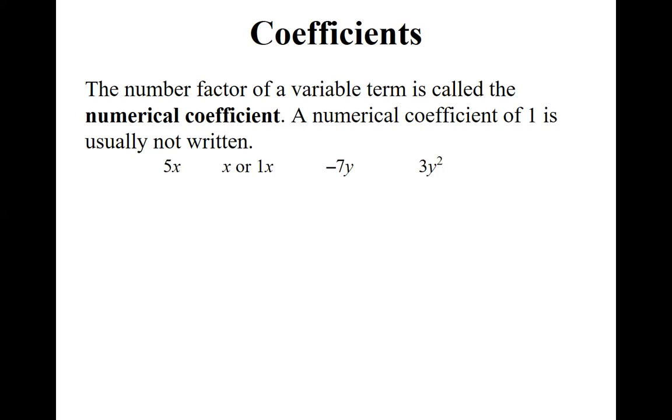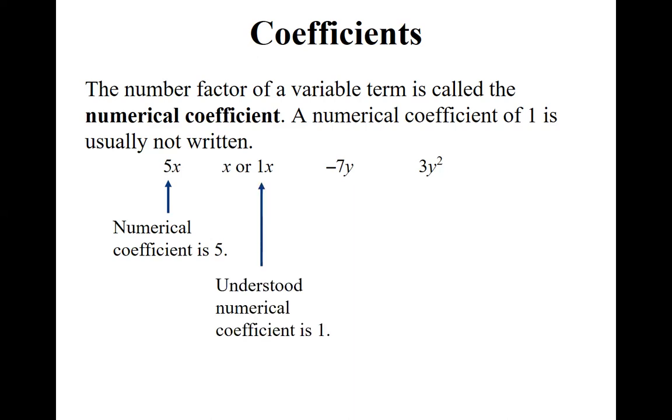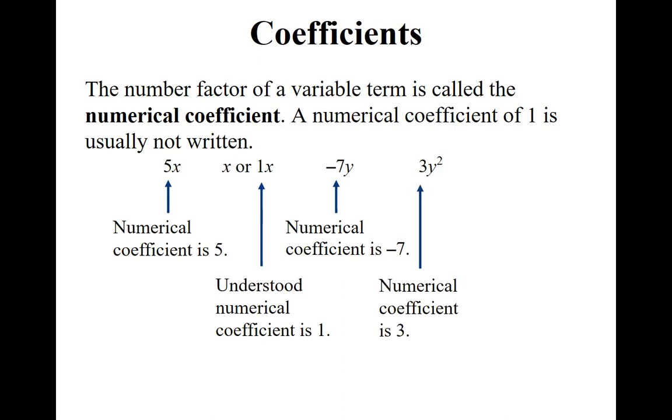So 5x has a coefficient of 5. x is 1x. The understood coefficient is 1. Negative 7y, the coefficient is negative 7. The sign comes with it. The sign is part of the coefficient. The coefficient of 3y squared is 3.